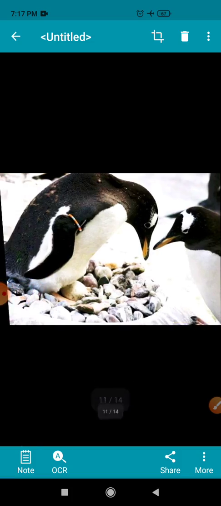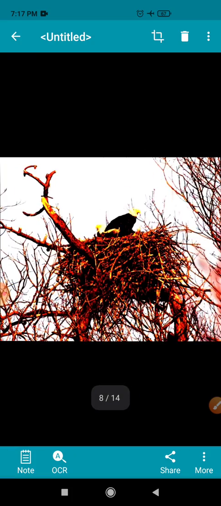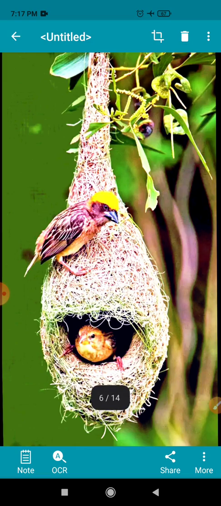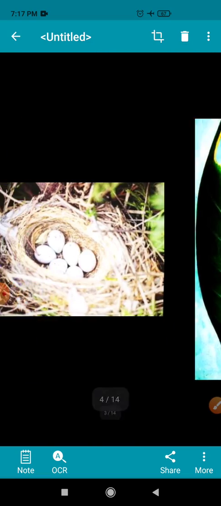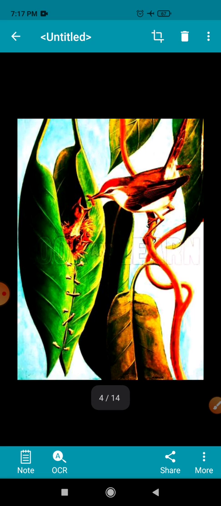Here you can see in the picture. The mother bird brings food and feeds her babies, and when the babies grow bigger and stronger, the parent birds teach their young ones to fly and find food for themselves. And once the babies are grown up, the bird family no longer needs the nest and flies away.